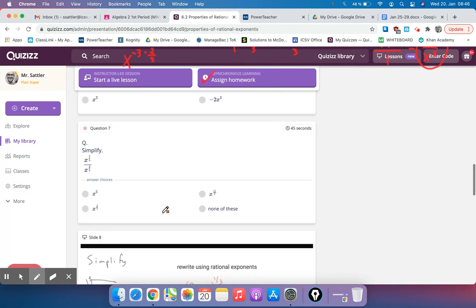Number 7, now we are dividing with the same base. So if you had something like this, x to the m divided by x to the n, you keep the base the same, and then you just subtract the powers. So that means we have to do 7/5 minus 4/5. We have the same denominator, so we keep it, and we just do 7 minus 4 is 3. So the answer is x to the 3/5 power.